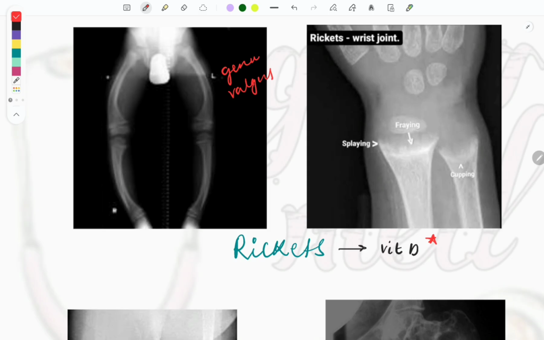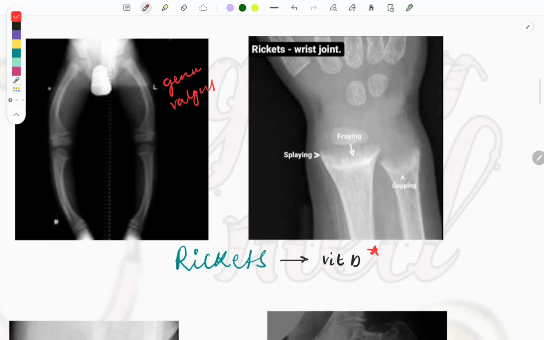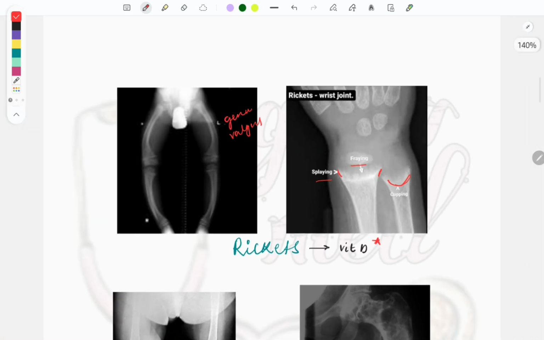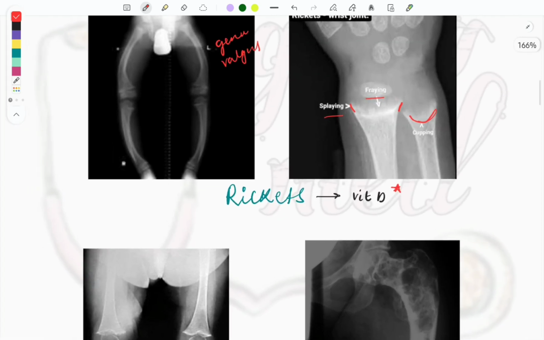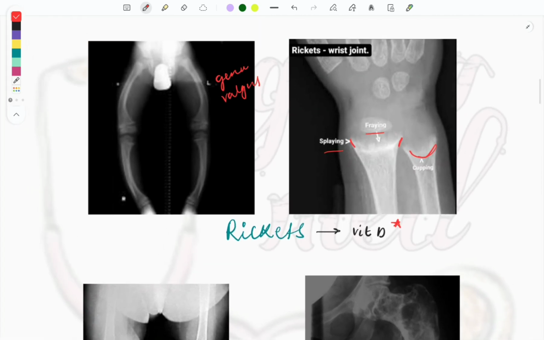The bones become weak, and in the wrist joint you can appreciate features like splaying, fraying and cupping. Fraying means a line. You can appreciate here this line. This is called fraying, and cupping of these bones. So due to the weak bones, these are the radiological findings in rickets.